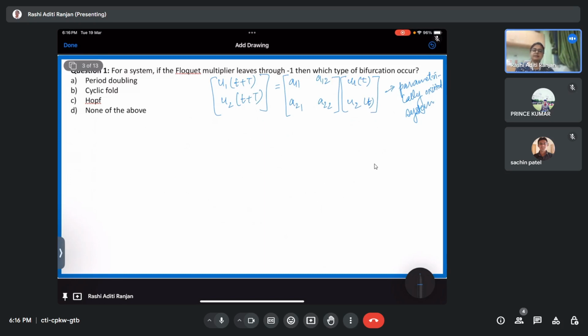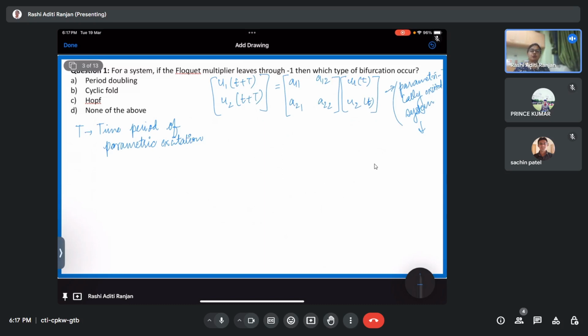A parametrically excited system is a system wherein the parameters that are in the equation of motion are actually changing with time. Okay, and we say that for this parameter variation, I'll write it here, T is the time period of parametric excitation.